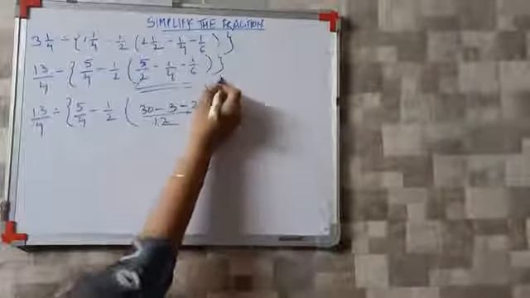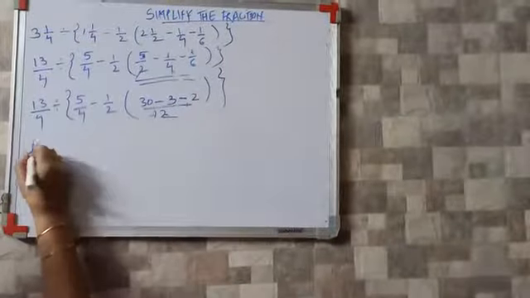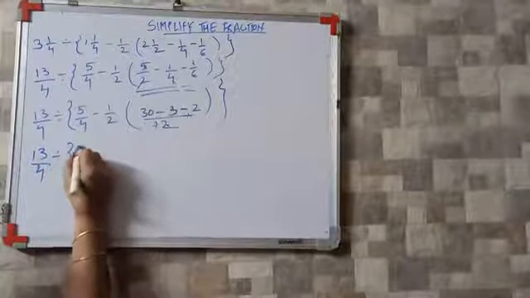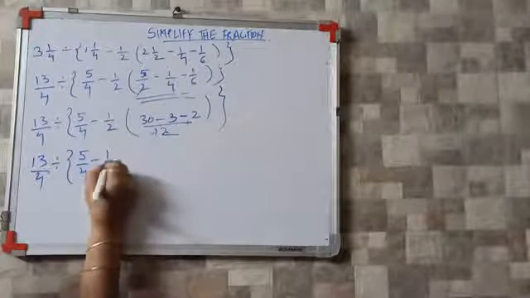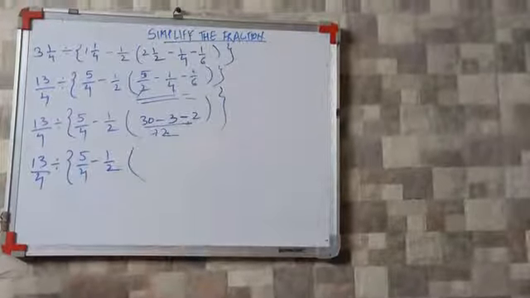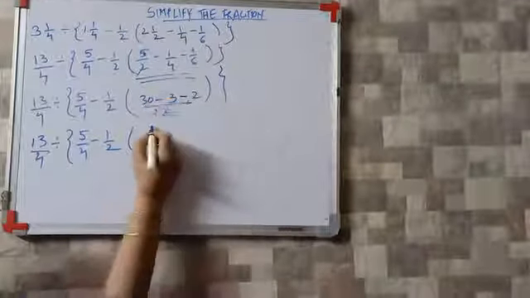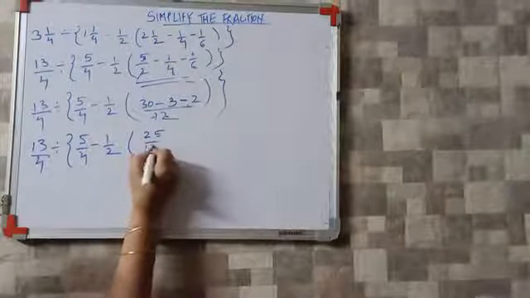Okay. Now curl bracket closed. 13 upon 4 as it is we will write, division. Then curl bracket, 5 upon 4 minus 1 upon 2. Now solve the bracket. 30 minus 3, 27. 27 minus 2, 25 upon 12.